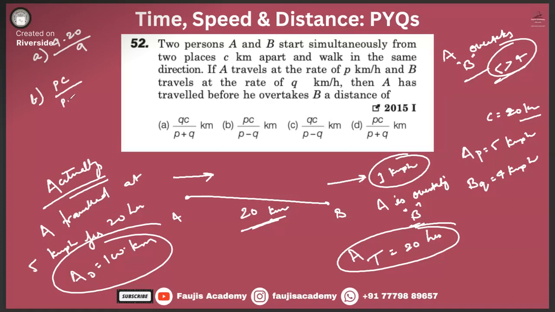PC by P minus Q. P is how much? 5. C is how much? 20. Basically 100. And P minus Q is your 1. Do we get 100? Which answer option is correct? Option B. Okay. It's easy when we pick up all these constants.